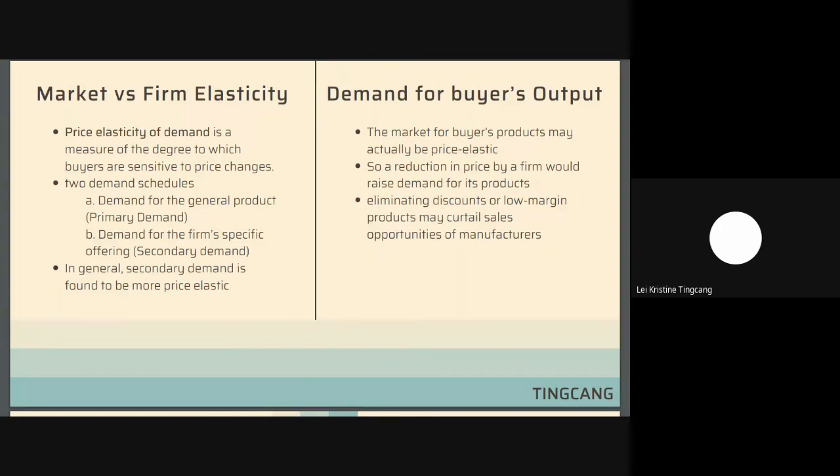The next would be demand for buyers' output. The market for buyers' products may actually be price elastic. So a reduction in price by a firm would raise demand for its products. Hence, manufacturers selling to such buyers and whose product represents a significant portion of these buyers' product costs may curtail sales opportunities by eliminating discounts or low margin products. Next slide, please.